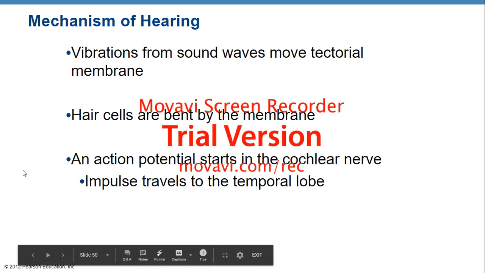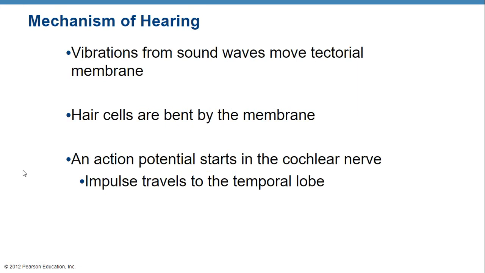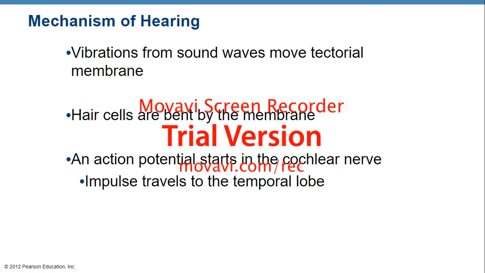So the mechanism of hearing: vibrations from sound waves move the tectorial membrane. All right, so hair cells are bent by the membrane, and action potential starts in the cochlear nerve, and impulses travel to the temporal lobe.